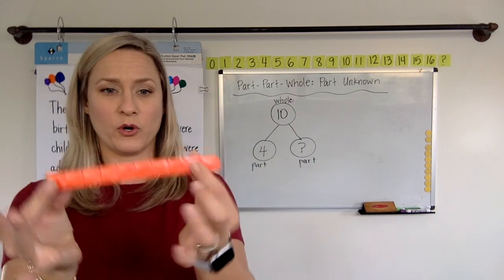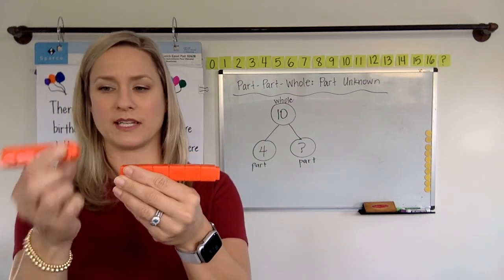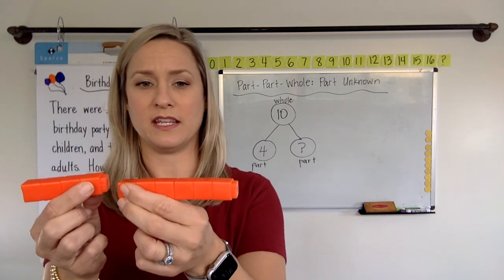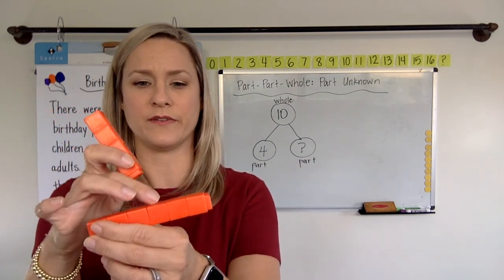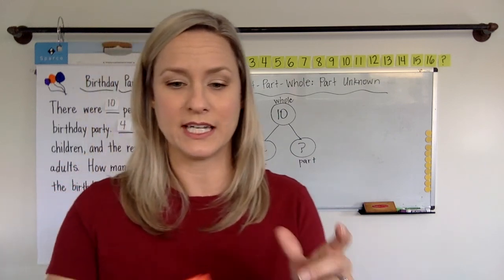So if the whole number of party goers here is 10, and these represent the kids, then these must be the adults. So then they could count 1, 2, 3, 4, 5, 6 adults, and then they could say, okay, so the missing part is 6.